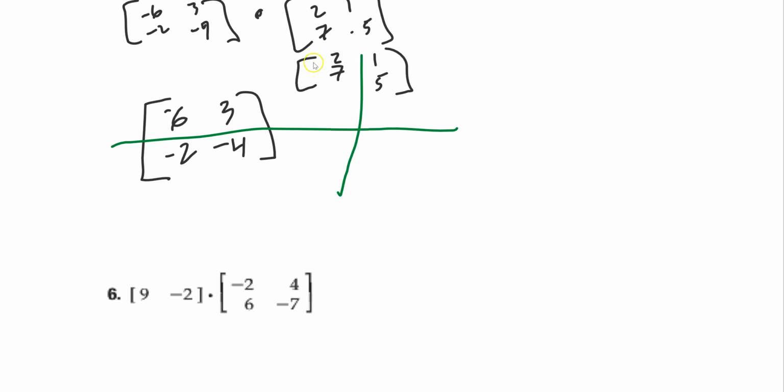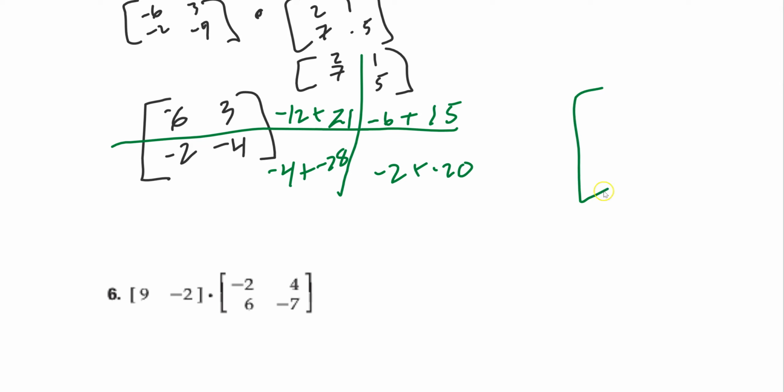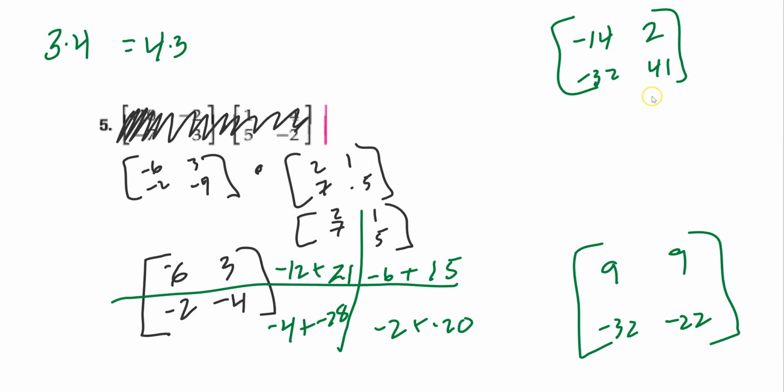So in this one right here, we're going to multiply the first two, so negative 12 plus 21. Over here, multiply the first two, negative 6 plus the second two, 15. Down there, the first two, negative 2 times 2 is negative 4 plus negative 28. And the last one's negative 2 plus negative 20. In this case, I get 9, 9, negative 32, and negative 22. Right? Very different than the one I got over there.